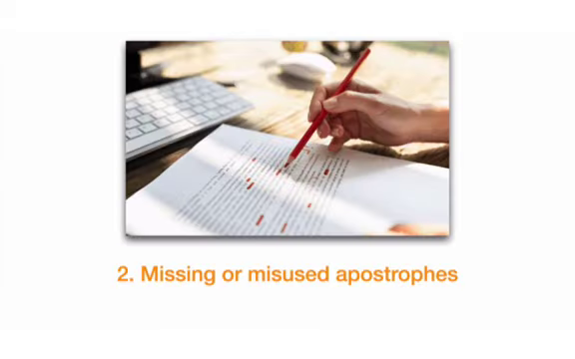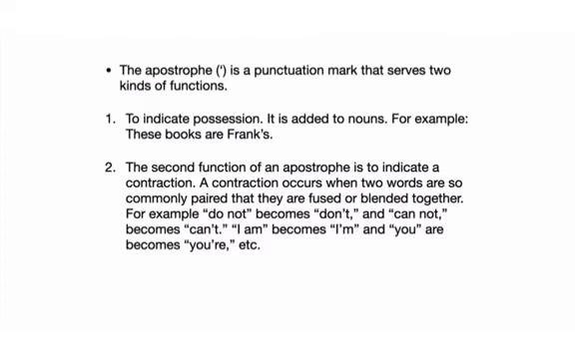2. Missing or misused apostrophes. The apostrophe is a punctuation mark that serves two kinds of functions: to indicate possession. It is added to nouns. For example, these books are Frank's. The second function of an apostrophe is to indicate a contraction. A contraction occurs when two words are so commonly paired that they are fused or blended together. For example, do not becomes don't, and cannot becomes can't, I am becomes I'm and you are becomes you're, etc.